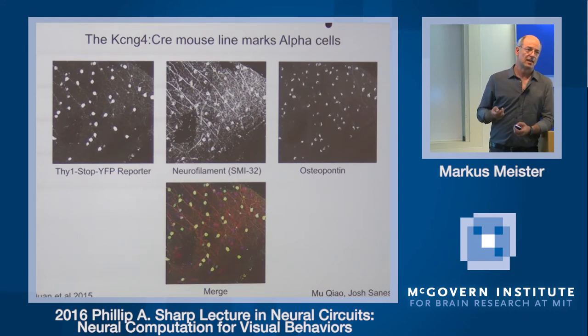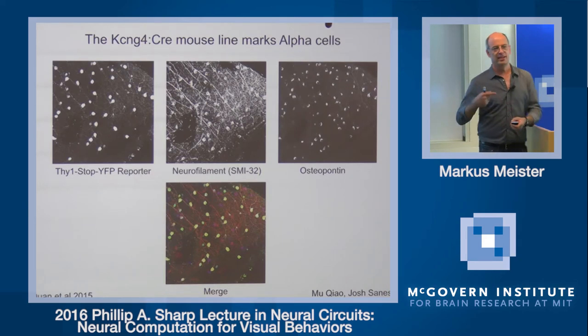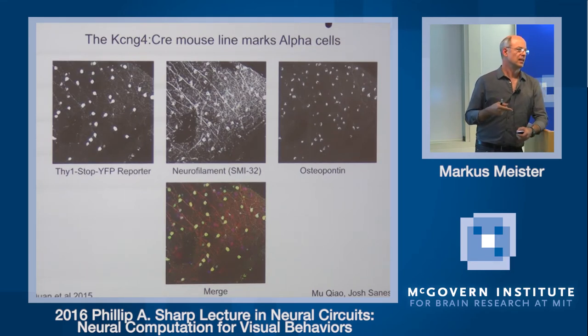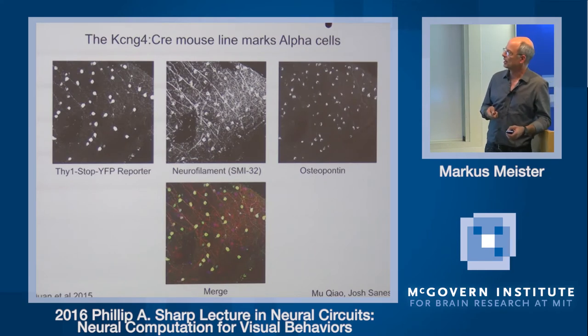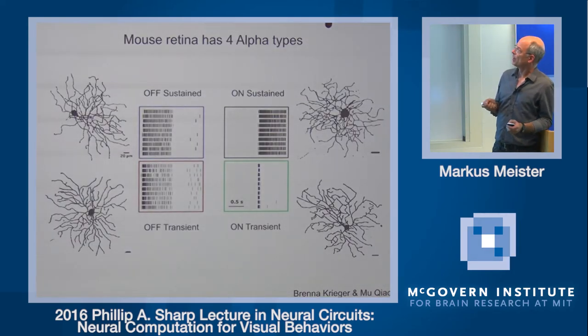So this has allowed us now to go into the retina day after day and record from alpha cells and learn something in one afternoon and apply what you learned the next morning to change the experiment and so on. And this kind of ability to repeatedly target the same neuron type out of 80 possible ones makes a huge difference in just your experimental planning and in the way you learn things about the object of interest. And I'll just tell you a little bit in the next few minutes what we learned about this class of ganglion cells. First of all, the alpha cells in the mouse come in four different types.